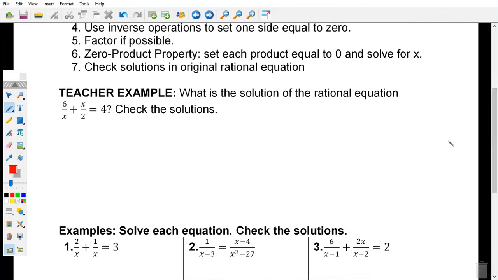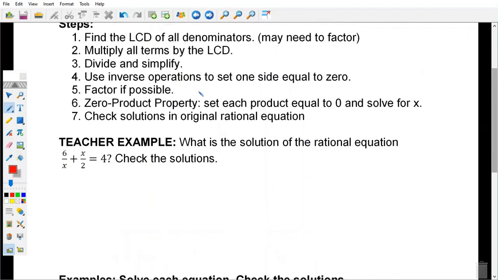So first example we have here is 6 over x plus x over 2 equals 4. Step 1 is for me to identify my LCD. So my LCD for this problem, what is my common denominator? It would just be 2x, right? So my LCD would be 2x. That means I'm going to multiply each numerator by what the denominator is missing, okay? So that it's all over one fraction.